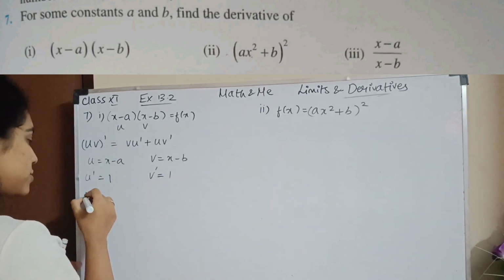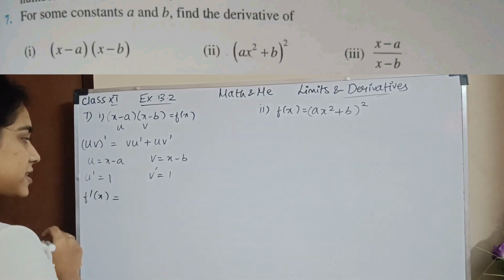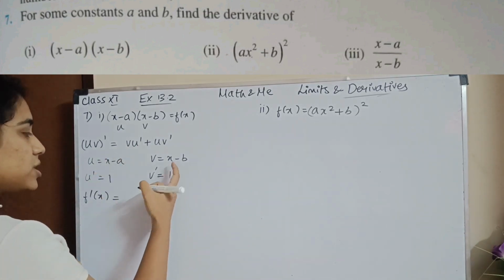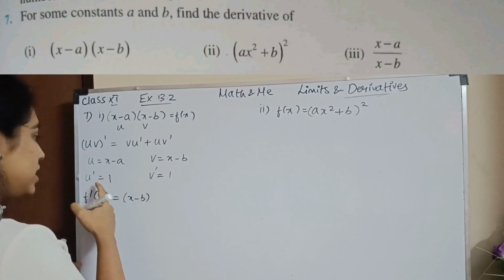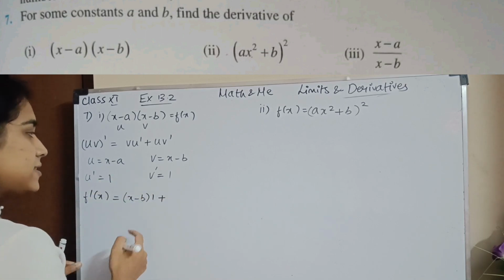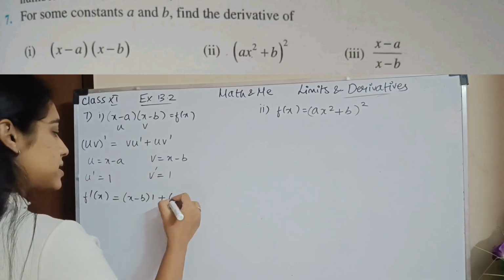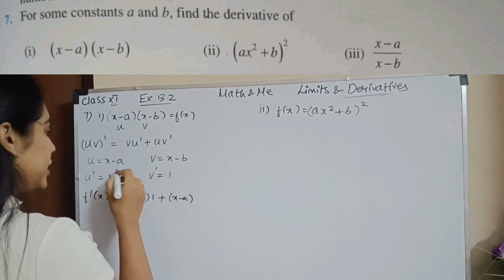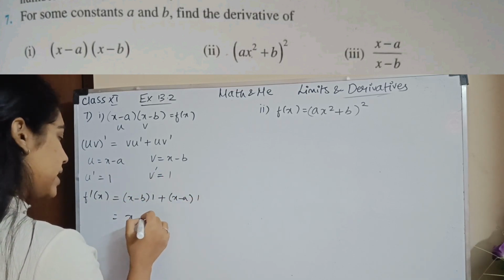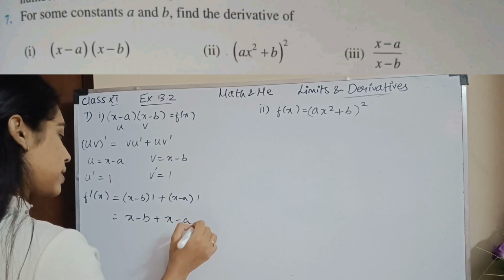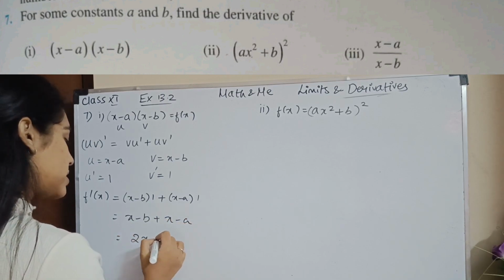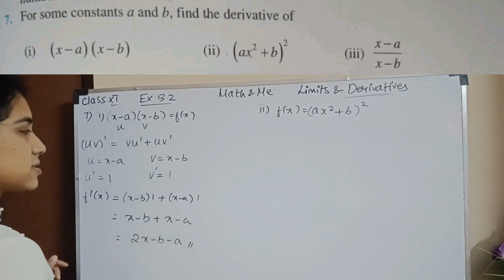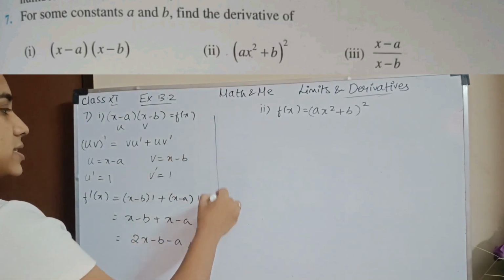So now I have to substitute in the formula. f dash of x is v u dash, which is x minus b into u dash, 1, plus u v dash, which is x minus a into 1. So this will be x minus b plus x minus a. So this is nothing but 2x minus b minus a. That's the answer. Okay.